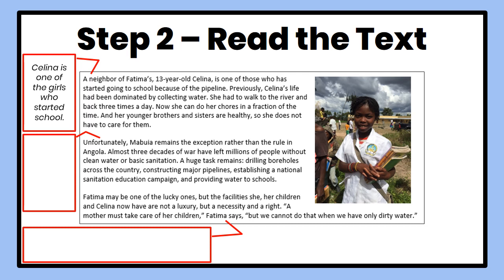That's right. Selena, Fatima's neighbor, is one of the girls who was able to start school. Let's keep reading.